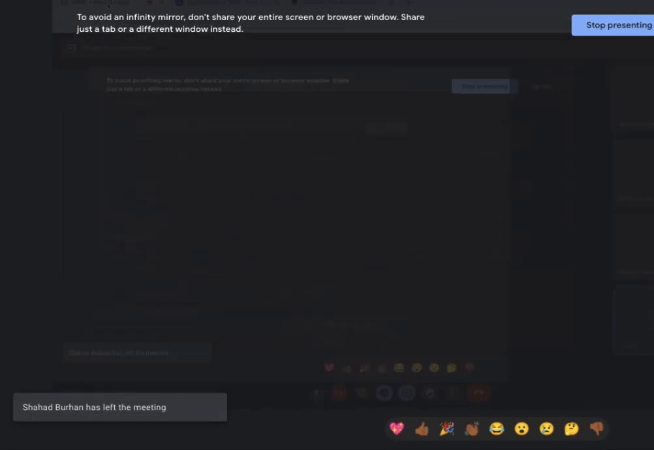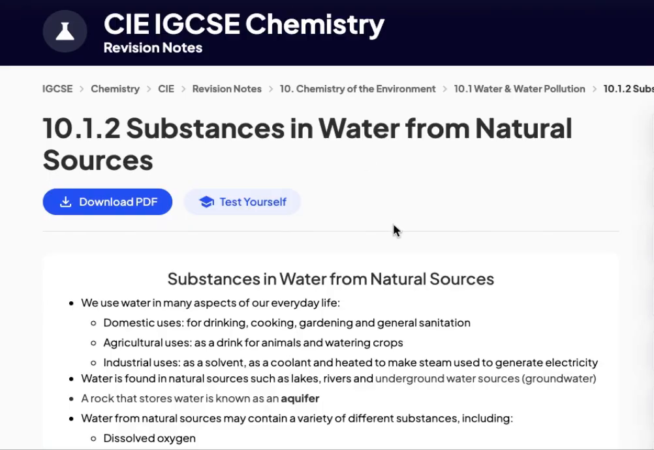Okay, now let's take a look at this section quickly. Let's take a look at subsection 2, substances in water from natural sources.